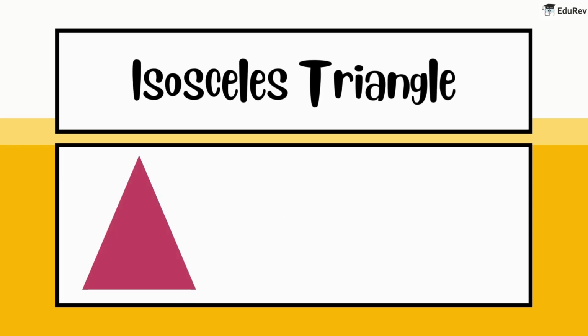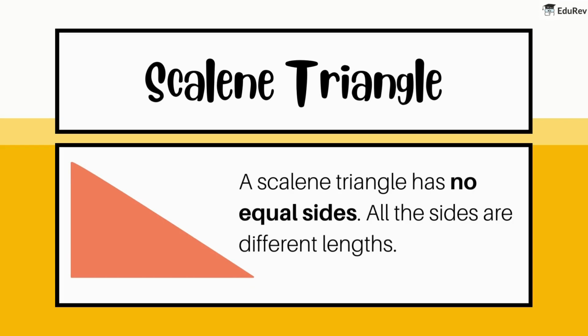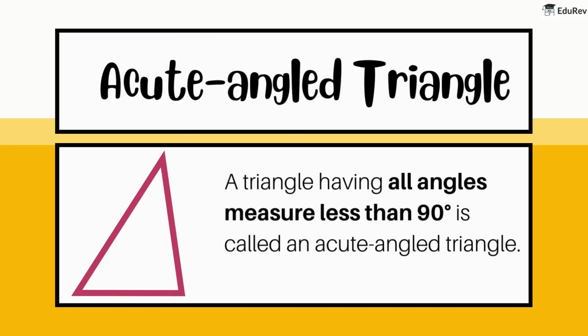Isosceles triangle. An isosceles triangle has 2 equal sides or 2 sides with the same length. Scalene triangle. A scalene triangle has no equal sides. All the sides are different lengths. We can classify triangles on the basis of angles as well.